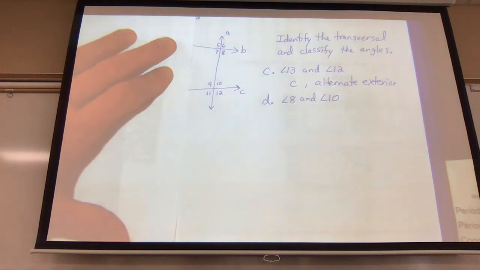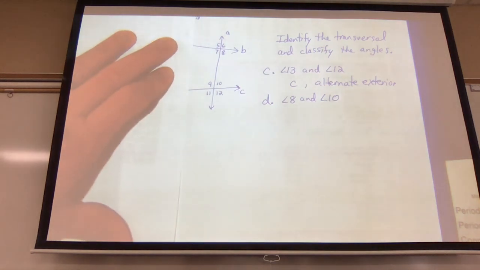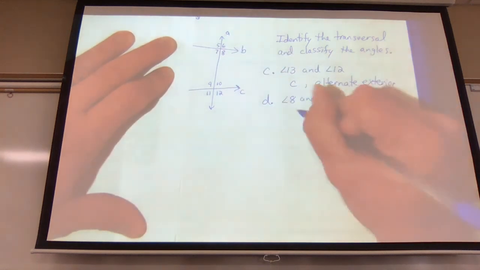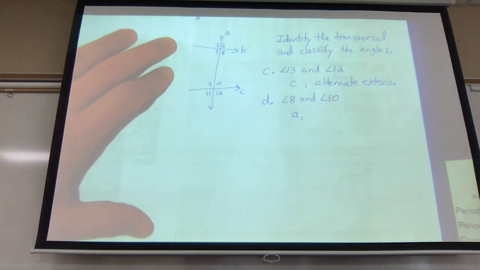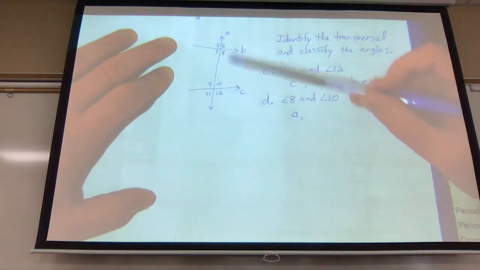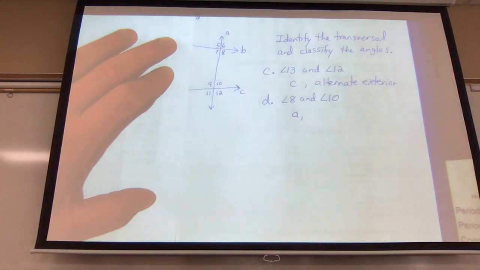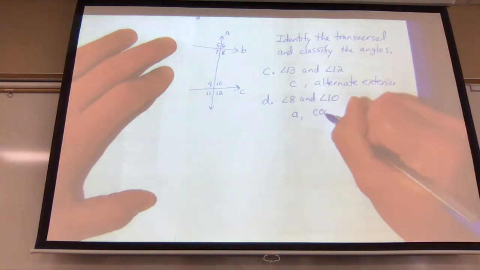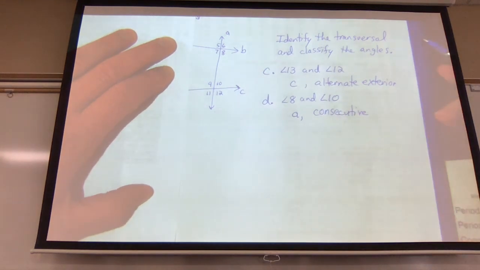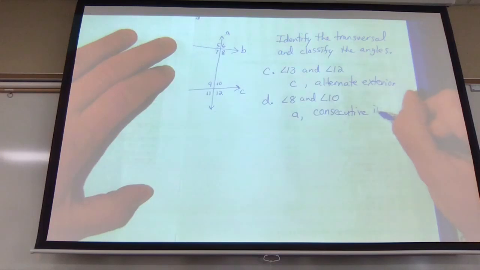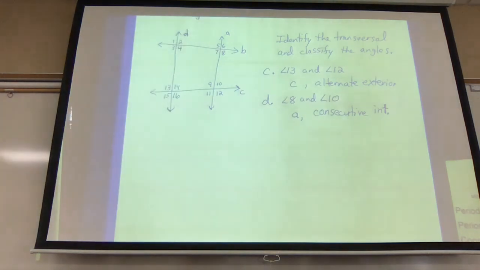Sarah, what do you think the transversal is for angles 8 and 10? A. A is going through both of those angles, so A is the transversal. And Ozzy, what kind of angles do you think 8 and 10 are? Consecutive. Consecutive, yeah. Consecutive interior. If you just said consecutive, I would know what that is. Consecutive interior. Okay, very good.